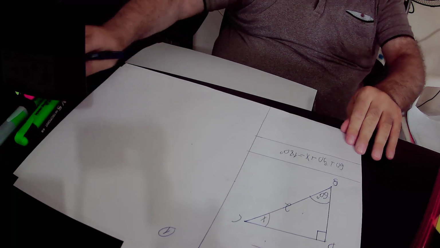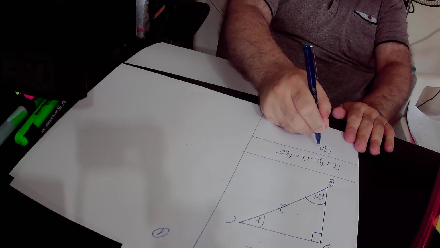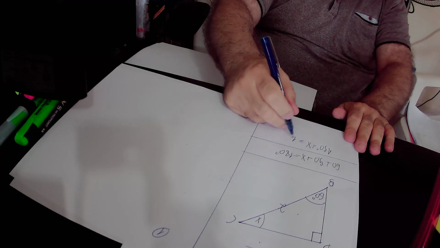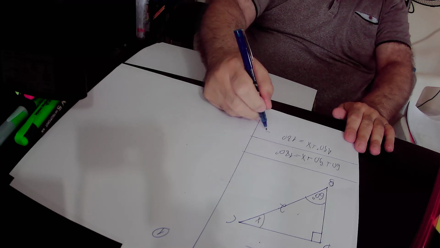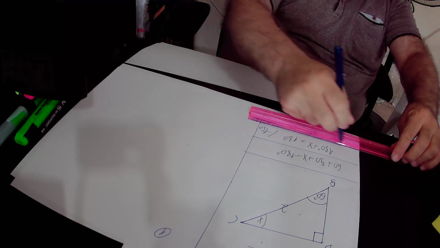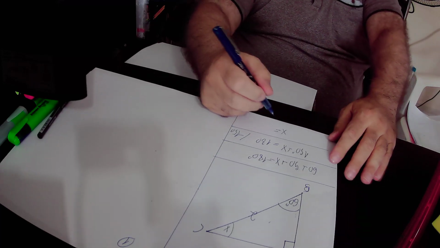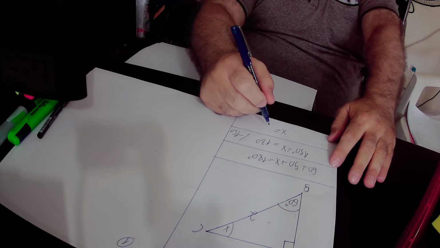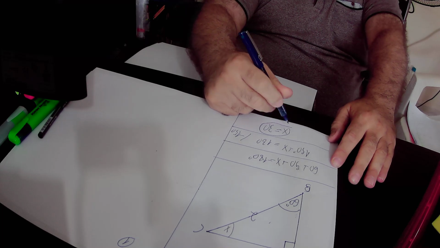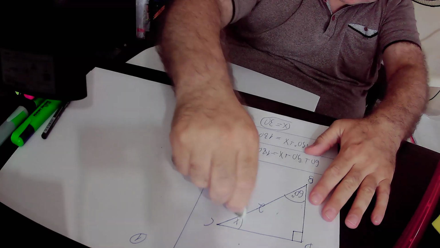So here 60 degrees plus 90 degrees is 150 degrees, and 150 degrees plus x in total must be equal to 180 degrees. Here we subtract 150 degrees from the equation and we get that the missing angle, angle x, is equal to 180 degrees minus 150 degrees, which is 30 degrees. Okay, I found out that angle x equals 30 degrees.